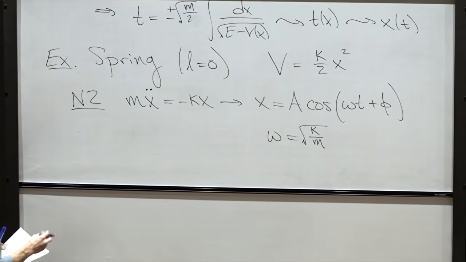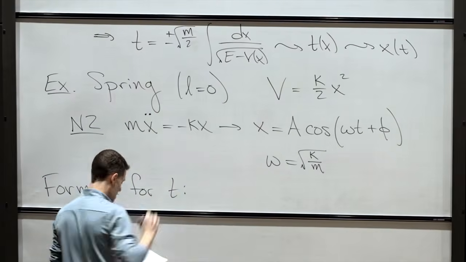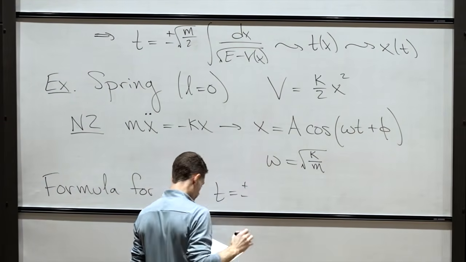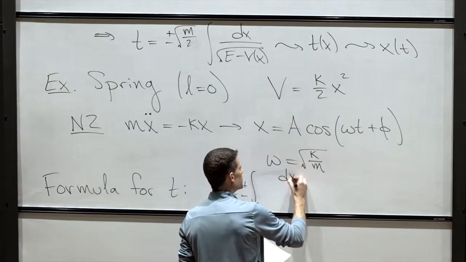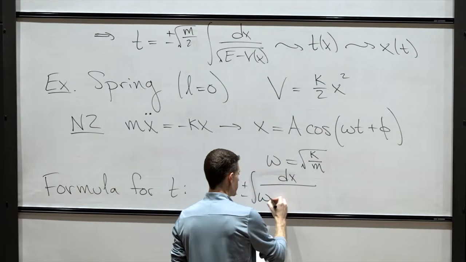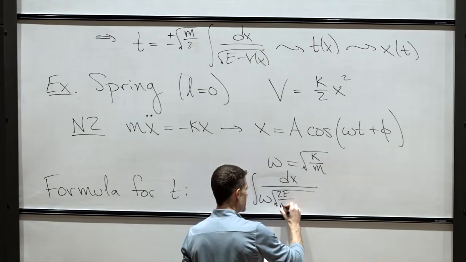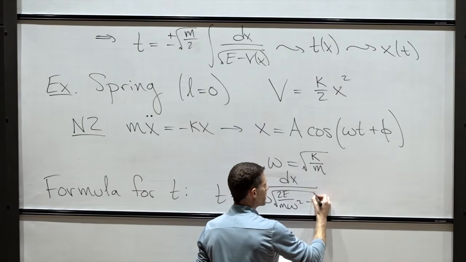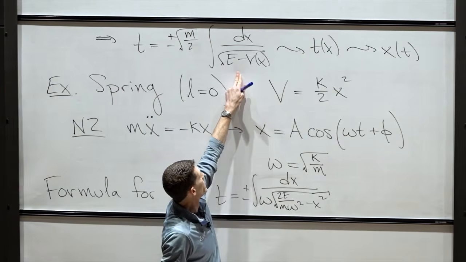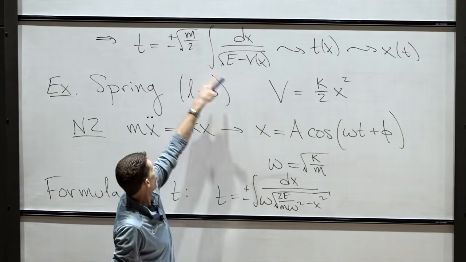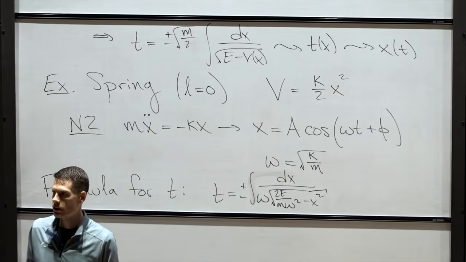If I do this formula above, I get t is plus or minus the integral of dx over the square root. So I'm going to do a little bit of algebra here. I'm going to pull an omega out front of the integral, and I'm going to write it as 2E over m omega squared minus x squared. So all I've done is taken that v, put it into there, and brought that m to make this omega, and then I've shuffled some things together so that I get a minus x squared here. It's nothing very fancy.